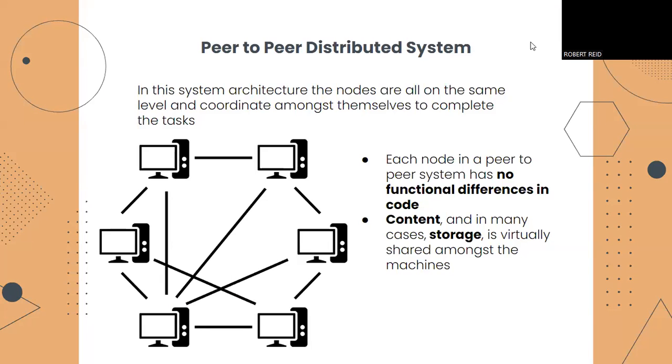In a peer-to-peer distributed system, these nodes communicate directly amongst themselves to complete these tasks. There's no functional differences in the code, and they can all perform the same functionalities. The content and storage, in many cases, is shared amongst the machines.